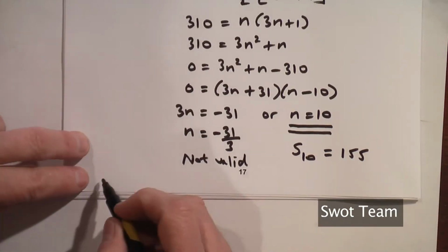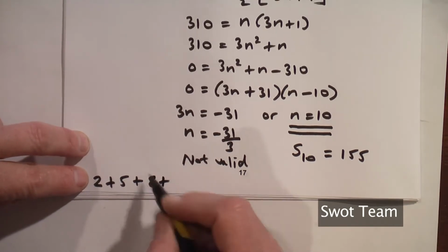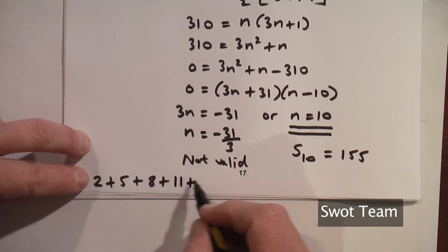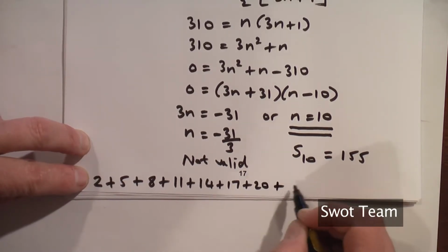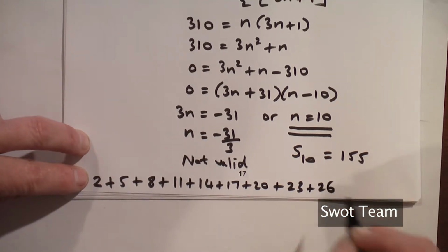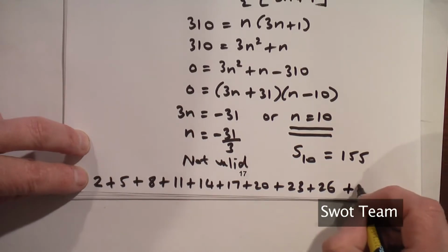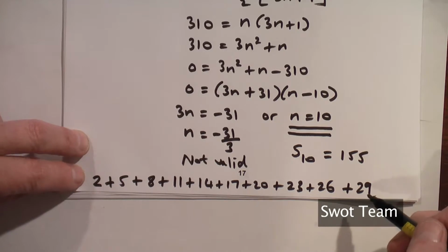Now how can we verify this? Well, check. If you work this out, what's that? 2 plus 5 plus 8. We keep adding 3 on as we go: 8, 11, 14, 17, 20, 23, 26. How many is that? 1, 2, 3, 4, 5, 6, 7, 8, 9. And then that's 29. Now add that up and you'll get yourself 155.